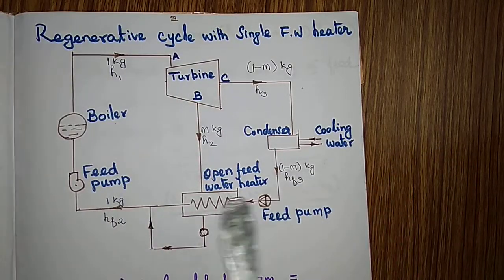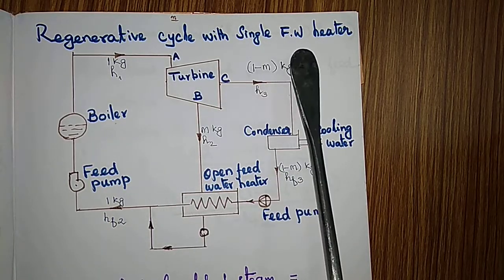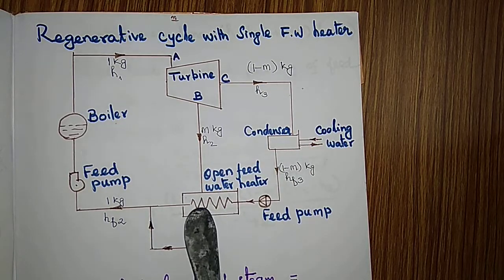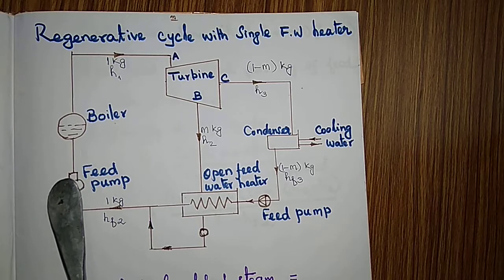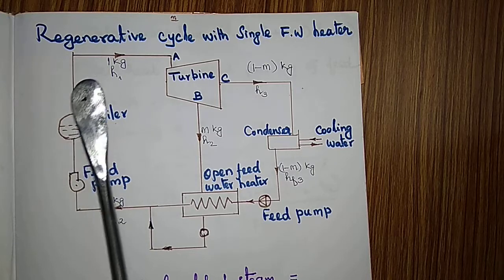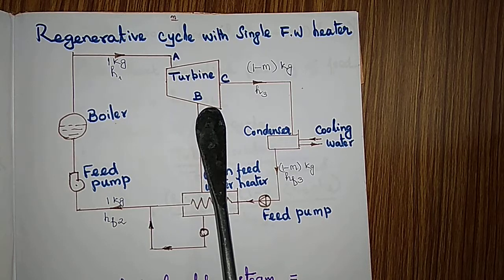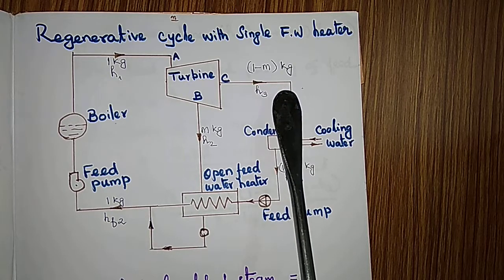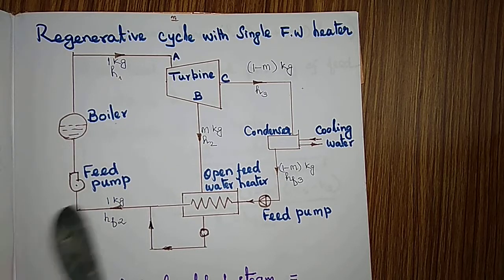Now see, you can see this diagram here. Regenerative cycle using a single feed water heater, the regeneration is done. It is nothing but, see, the feed pump is supplying feed water into the boiler. From the boiler steam is taken to drive the turbine. In the earlier case, after all stages the exhaust steam is drawn out and condensed and sent to the boiler.